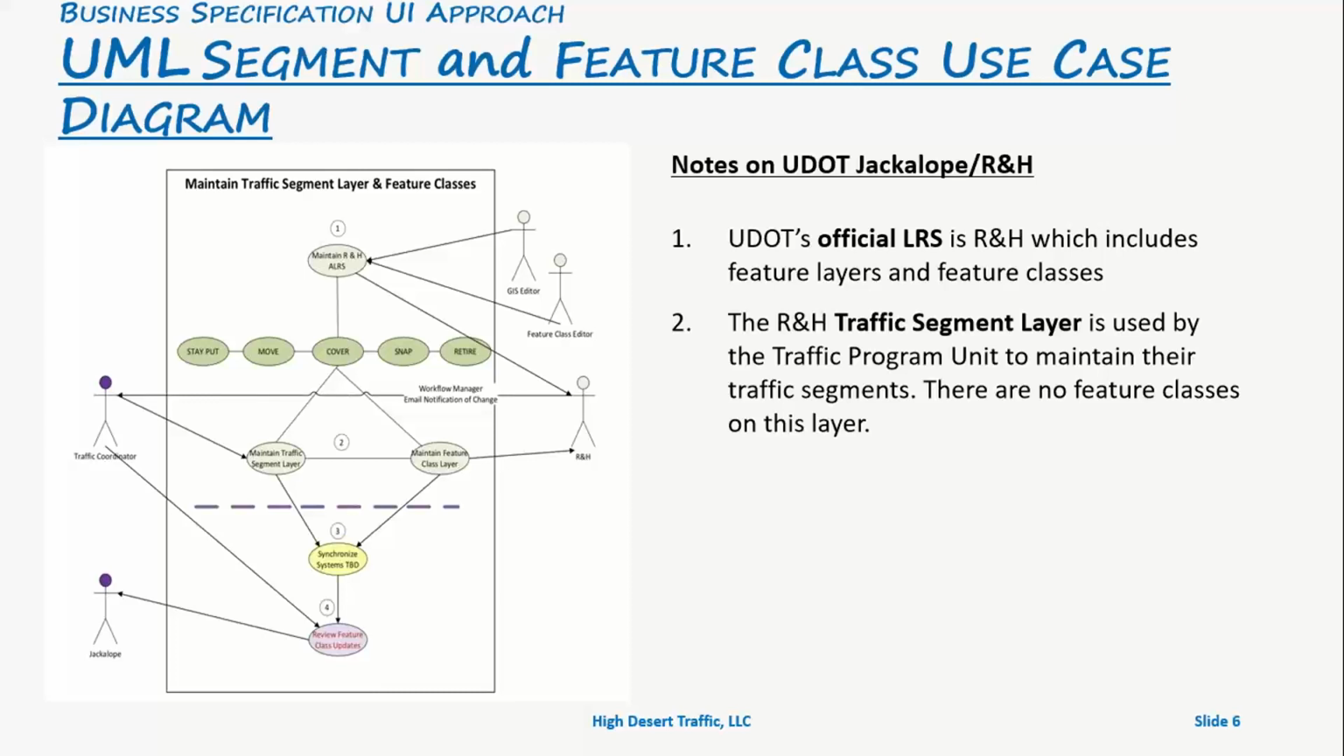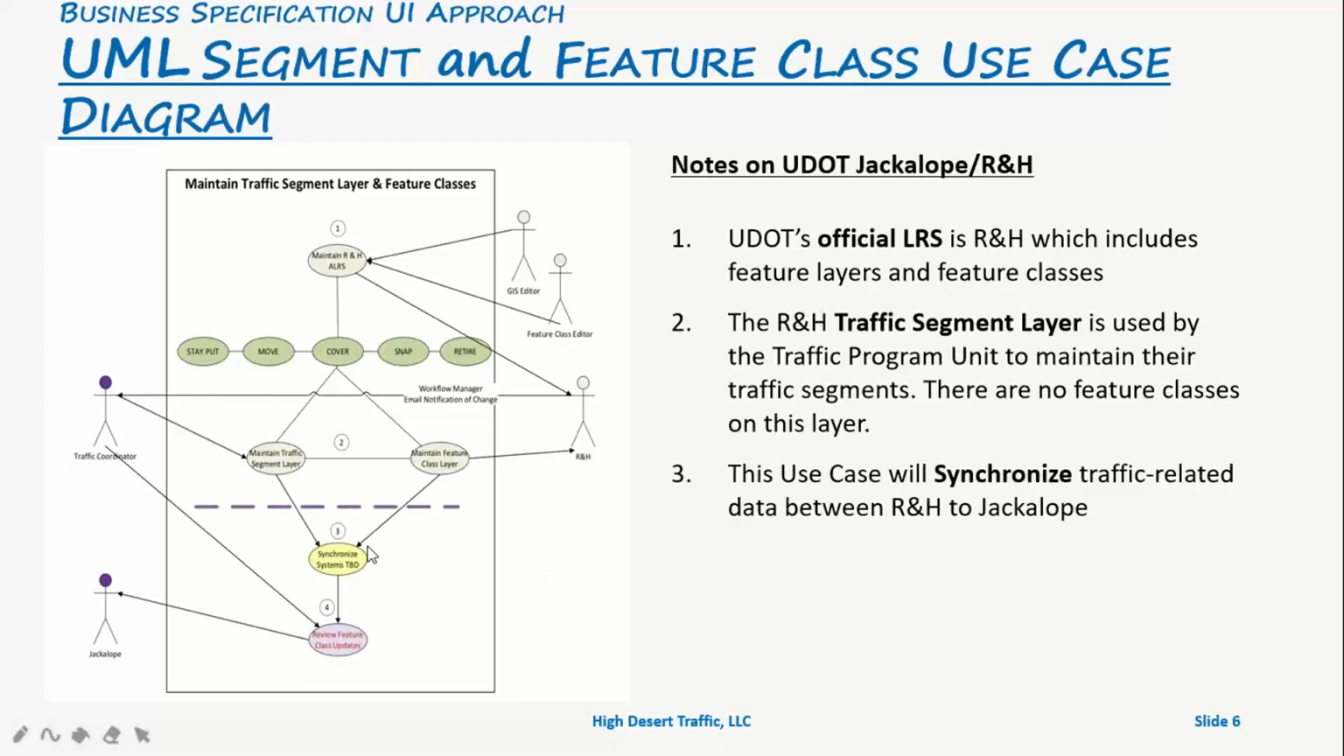Secondly, and you'll notice there's a relationship. I try to put like a 1, and you'll see 1 to the use case. Number 2 is referencing the traffic segment layer, where it's getting ready to come down into Jackalope. And that traffic segment layer is maintained by the traffic coordinator. So the purple guy on the left, you'll see an arrow going into there. And there are no feature classes in this layer.